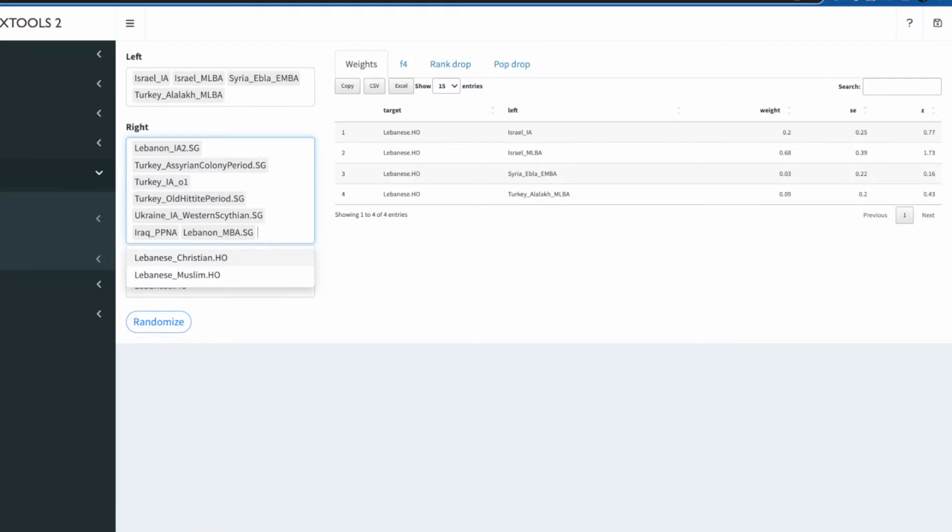All right, once again, this is the lowest standard error that I could find. So what I got is 20% for Israel Iron Age, 68% for Israel Middle Late Bronze Age, 3% for the Ebelite Early Middle Bronze Age, and 9% for the Al-Ha Middle Late Bronze Age.